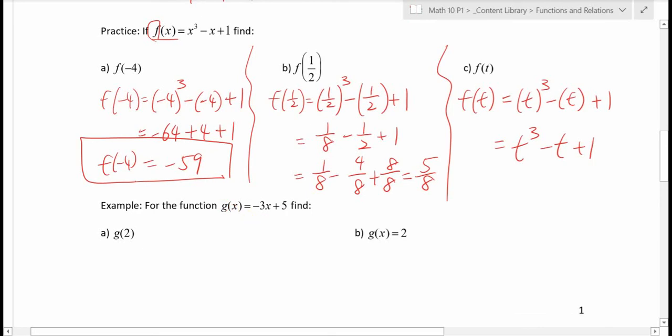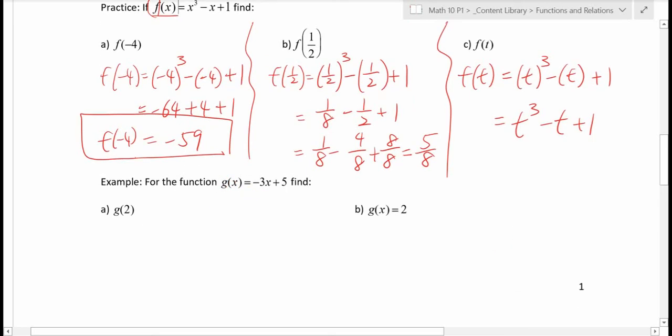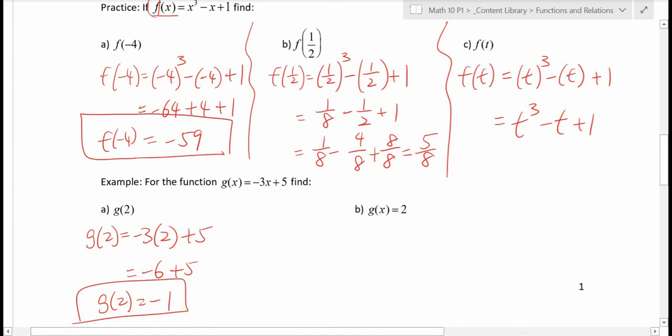So we have g of x equals negative 3x plus 5. We're looking for g of 2. Well, this one's easy. We just did this. G of 2 means that we are replacing every single x with a 2. So then this is just going to be negative 6 plus 5. So g of 2 equals negative 1. No problem.